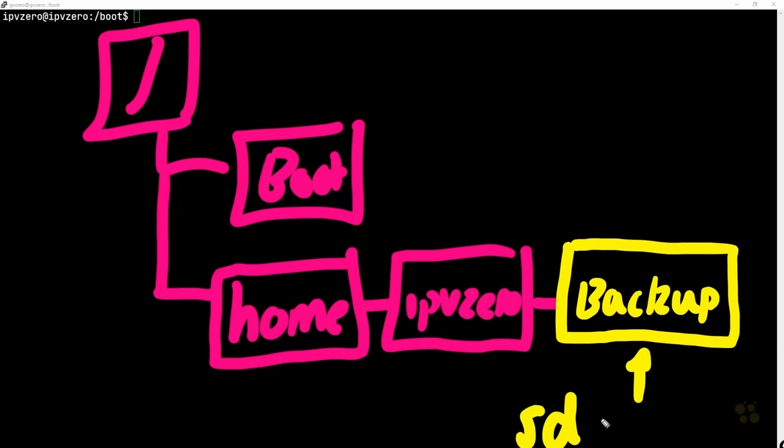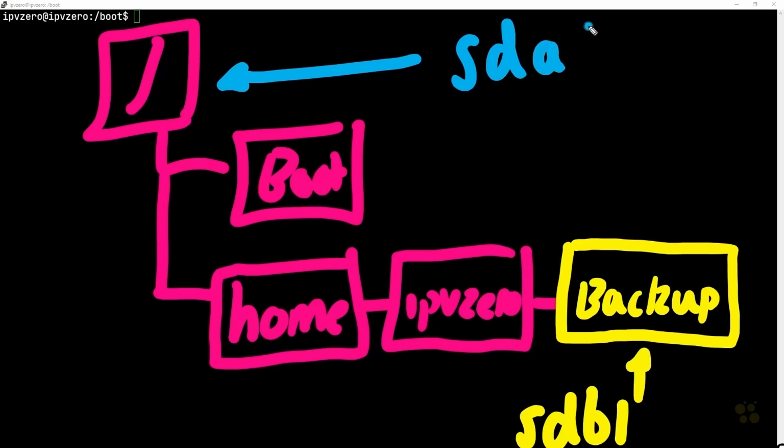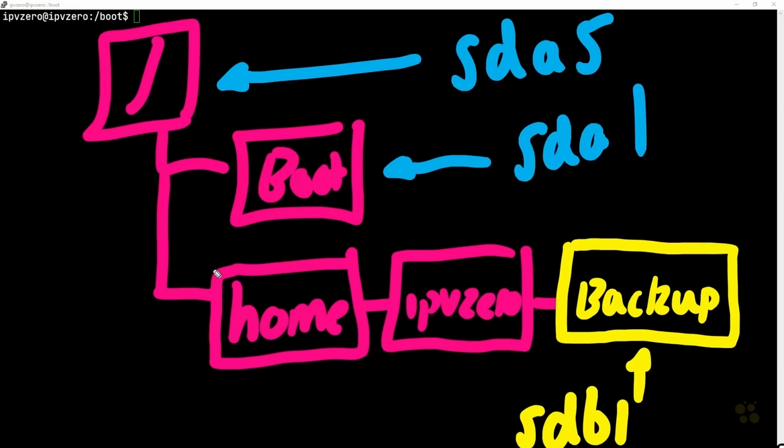And what I could do, I could have another disk and mount that disk within this directory right here. So this may be SDB partition 1, whereas the root directory would be SDA partition 5, and the boot directory is going to be SDA partition 1. So that means if we go to our root directory, we are on the first disk, partition 5. If we go down to our home directory, we're still on disk 1, partition 5. Same again if we go into the IPv0 folder.